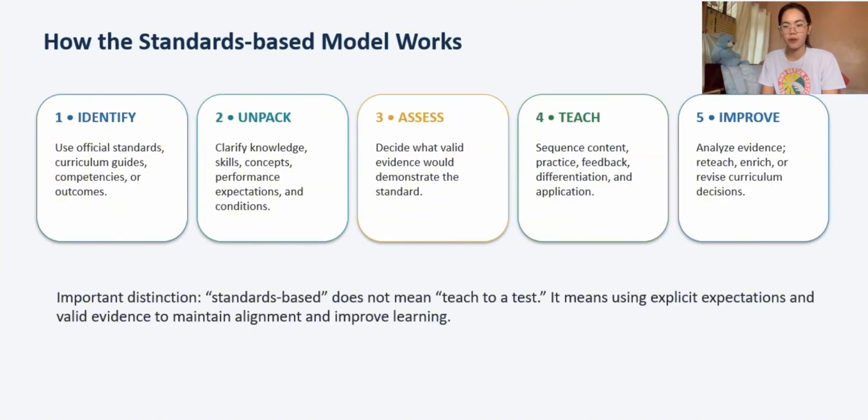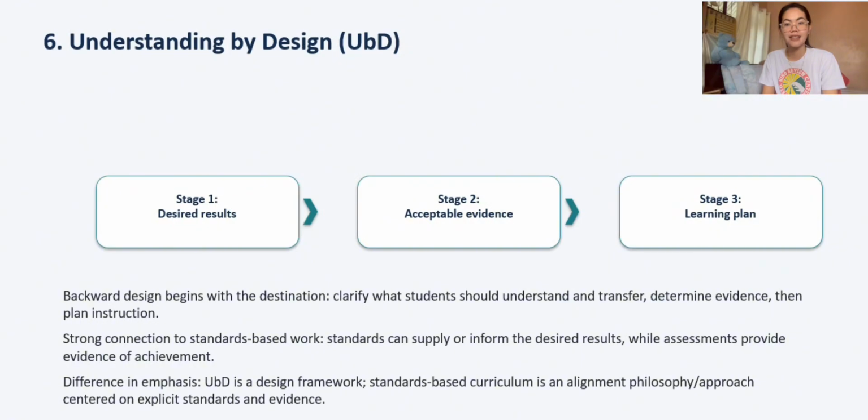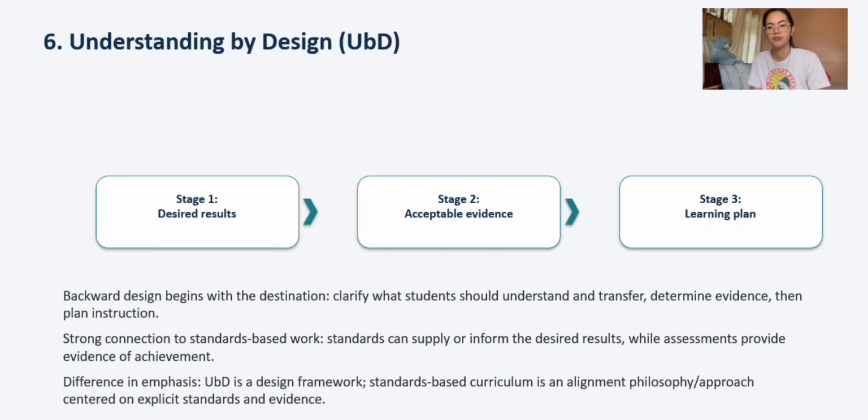For example, if the competency requires students to analyze information, then the assessment should provide an opportunity for students to actually analyze information. It would not be enough to ask them only to memorize the definition. This is the importance of curriculum alignment.